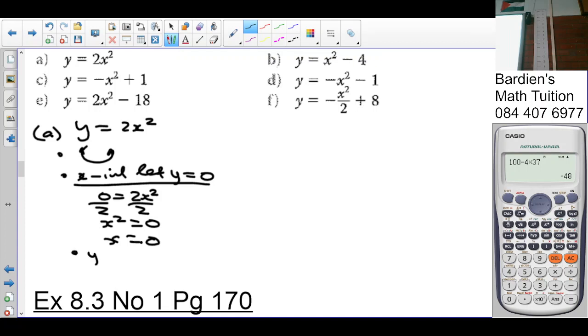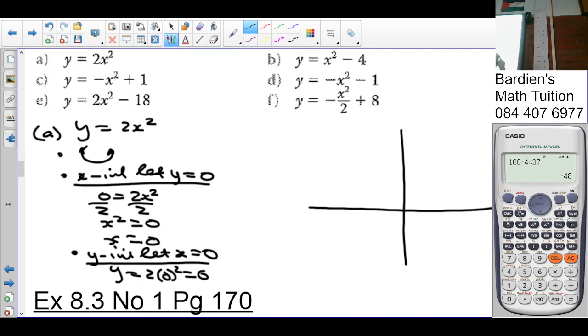Then, y-intercept. What do you do for y-intercept? X equal to 0. So y is equal to 2 times 0 squared, which is 0. So, if you look at this graph, is there enough information to draw this graph? No, it's not. Remember, that's your origin there. Can you see that? We know the graph is smiling. So you're going to go through x value of 0 and a y value of 0. So this is what your graph is going to look like.